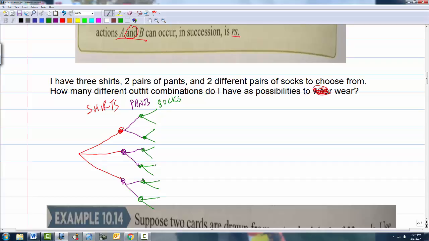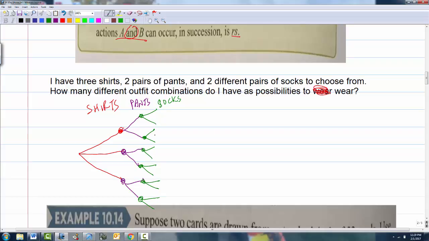This is purple shirt with black pants with white socks. Purple shirt, green pants. No, I missed that. Sorry. I forgot the colors. You know what I mean. These are all different outfits if you follow each line differently.